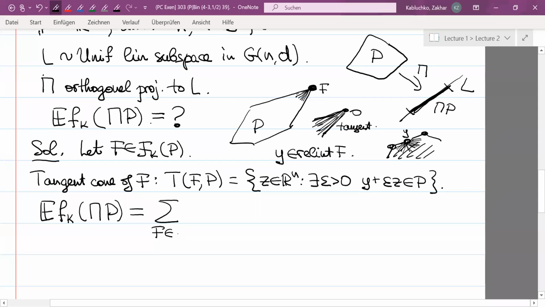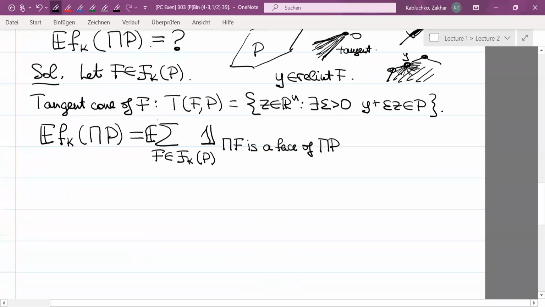It is the sum over all faces of the original polytope. And here I write, of course, the expectation. And then we write the indicator of the event that the projected face survived, so it is a face of the projected polytope. Right? So we take all faces of the original polytope and look whether they survive or not. And those which survive, we count them. And this number is the number of faces of the projected polytope. This is the claim.